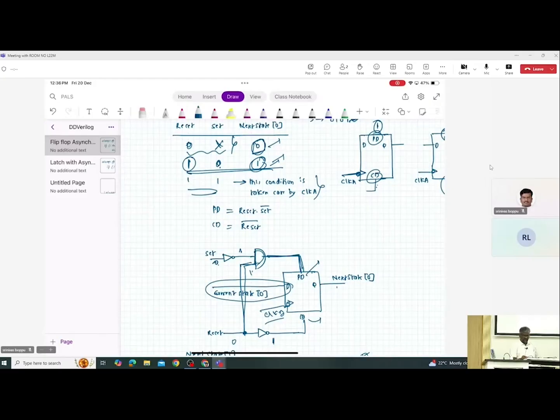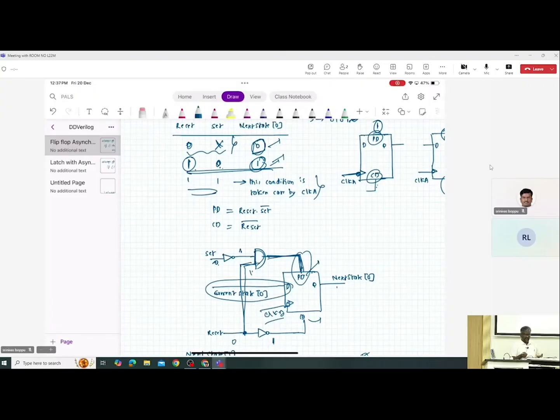This logic should go to the preset pin, right. So if you apply 1 to that pin, the output should be set to 1, right. Okay. Now how do we get this logic? PD, right. So what is the condition we have? We have a set bar 0, right. It's a set bar and reset.